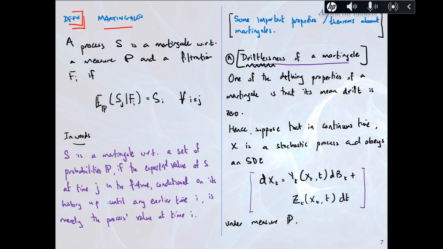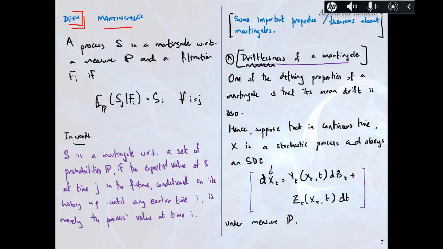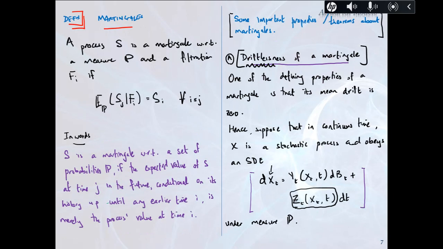Good, so the mean drift is zero. If we have a stochastic process dXt = Yt dBt + Zt dt under a probability measure P, then Xt will be a martingale if and only if, so we have a double implication here, this condition is zero. That is, we don't have any drift.